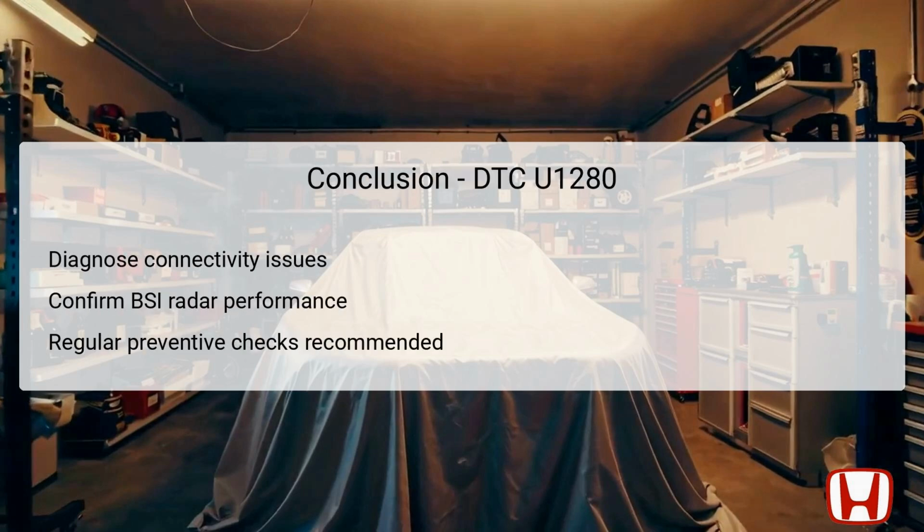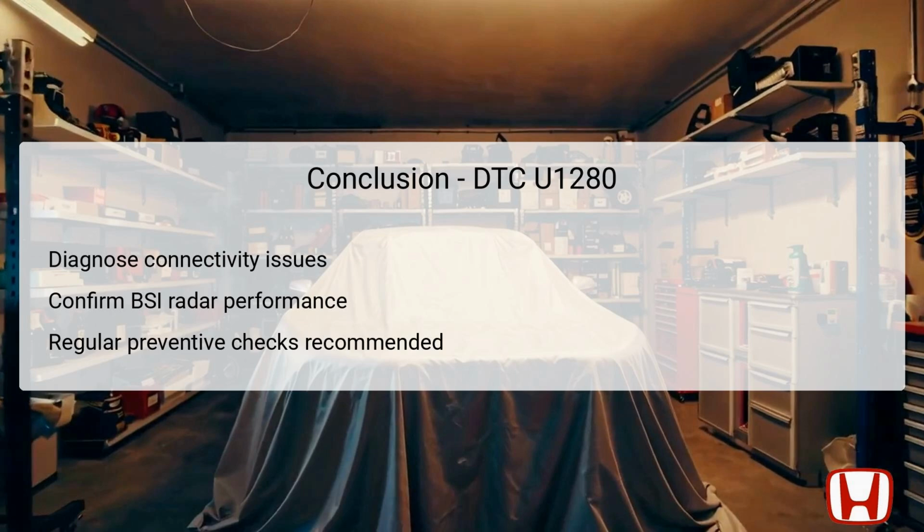In summary, DTC U1280 represents a communication bus line error that can significantly affect the functionality of the BSI radar unit in Honda CRV models from 2017 to 2022. Proper diagnosis begins with checking the BSI radar unit's 6P connector for any loose connections, followed by assessing whether the HDS can communicate effectively with the radar unit.